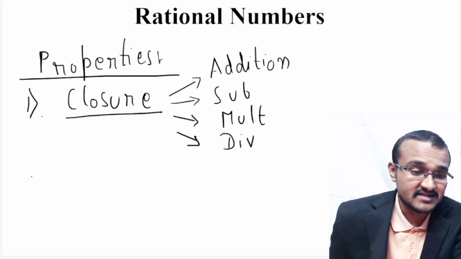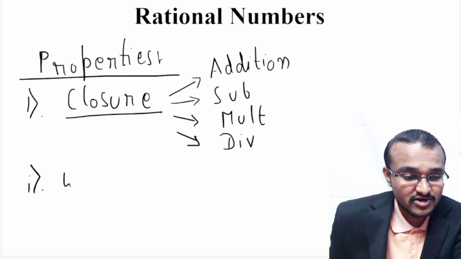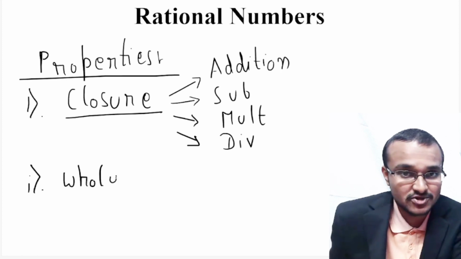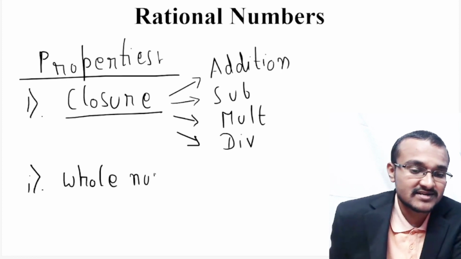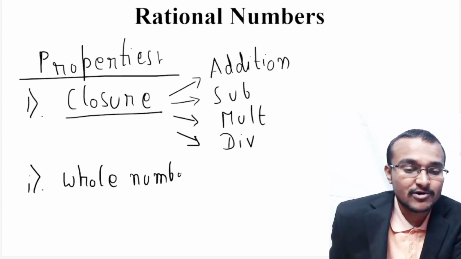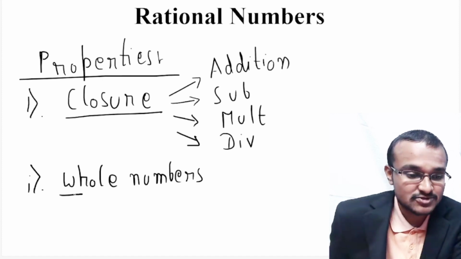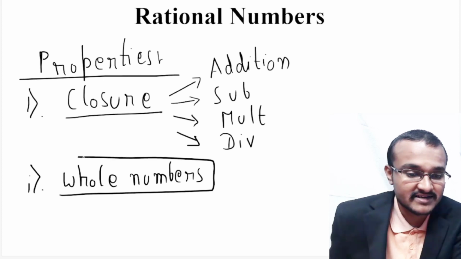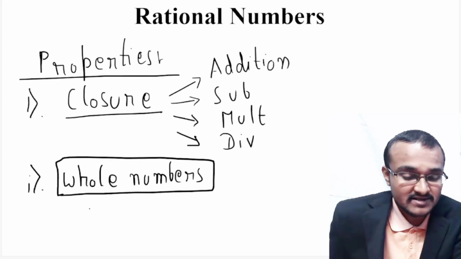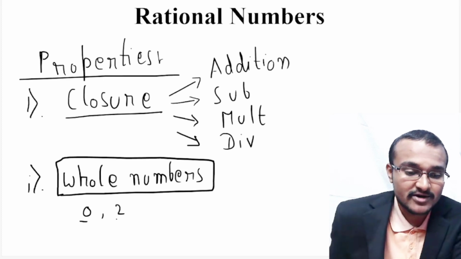So first let us take whole numbers, because whole numbers contain natural numbers also in them. So if we test for whole numbers, then it will automatically apply for natural numbers as well. So I am testing closure property for whole numbers. Let us take one example. Let's say 0 and 2. So 0 and 2 are whole numbers.